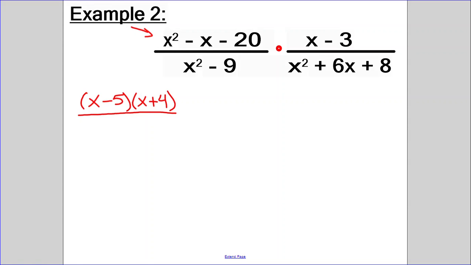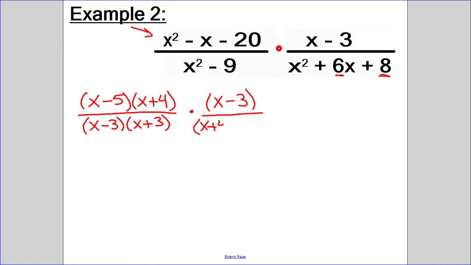On the bottom, I have 2 perfect squares separated by a subtraction sign. It's a binomial term, so I have a difference of squares, x minus 3 and x plus 3. On my other side, I have an x minus 3 term. I'm going to tuck it in brackets just because I want all of my expressions to kind of stand out. And on my denominator spot on my second term, I have two things that need to multiply to make 8, and then they need to add together to make 6. So it looks like 4 and 2, x plus 4, x plus 2.